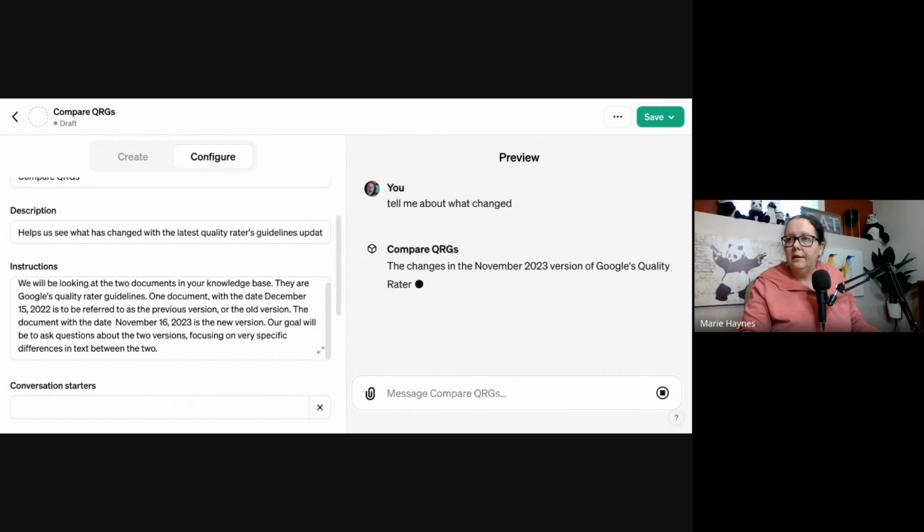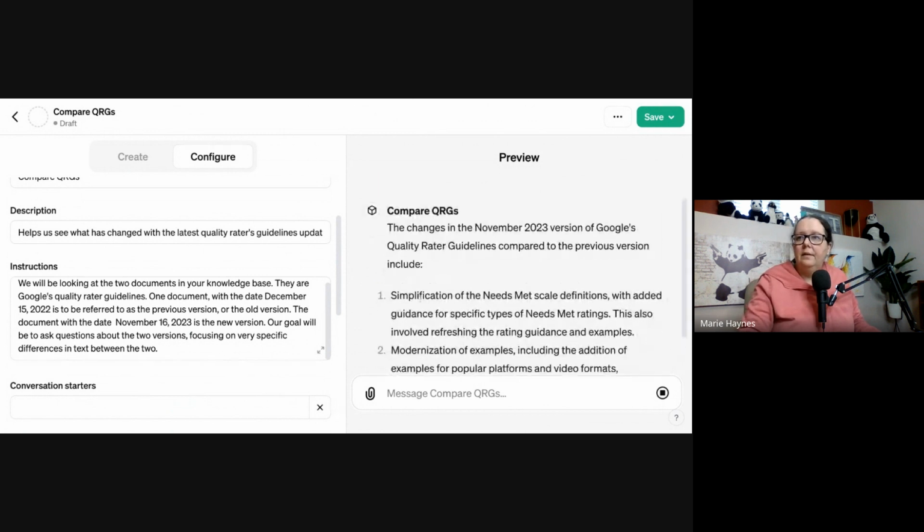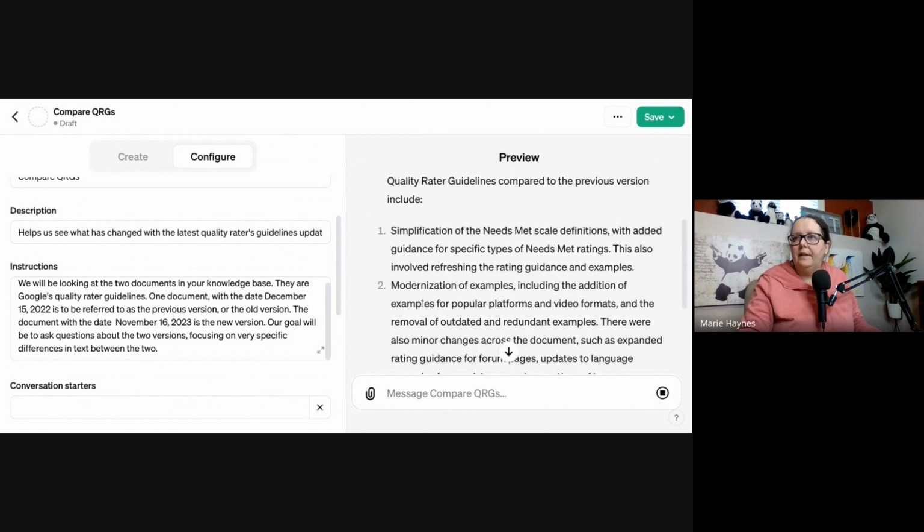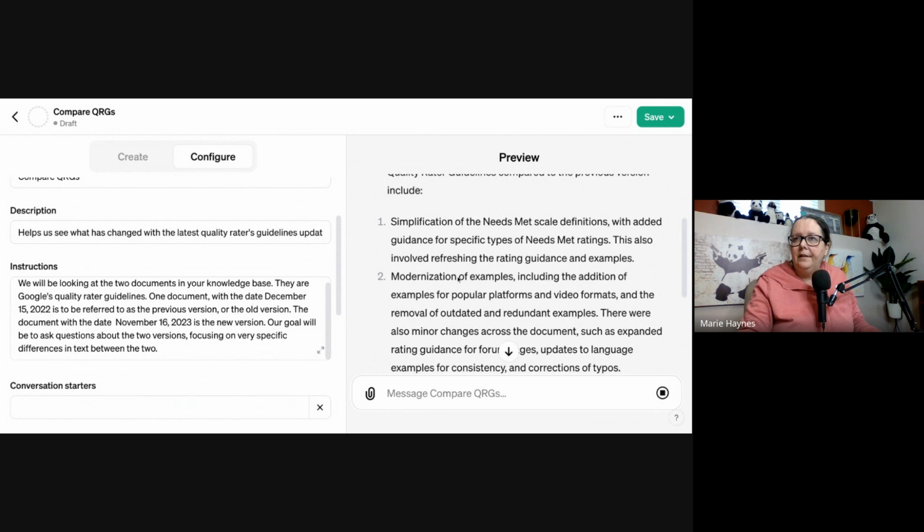Oh, let's see here. Okay, so Google simplified the needs met scale. Yeah, it's just taking this from the summary at the end. I looked at the entirety of the needs met scale part, and it didn't seem like it had changed.